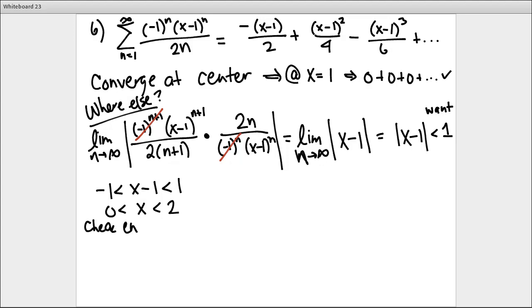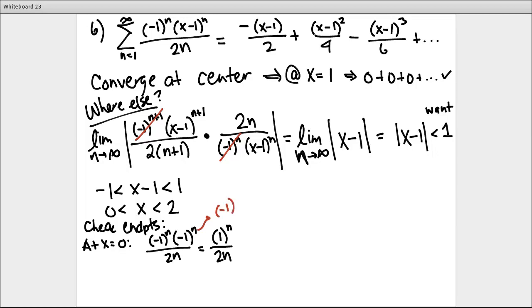Now, you absolutely must check your endpoints, because we might include them, and we may not. So at x equals 0, what do I have? I end up having a (-1) to the nth power times (-1) to the nth power all over 2n, which ends up giving you a (-1) to the 2n, right? But that ends up being a +1.